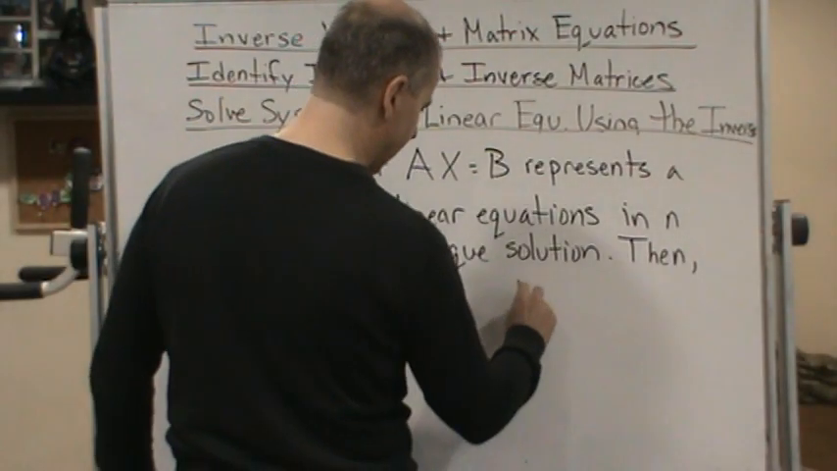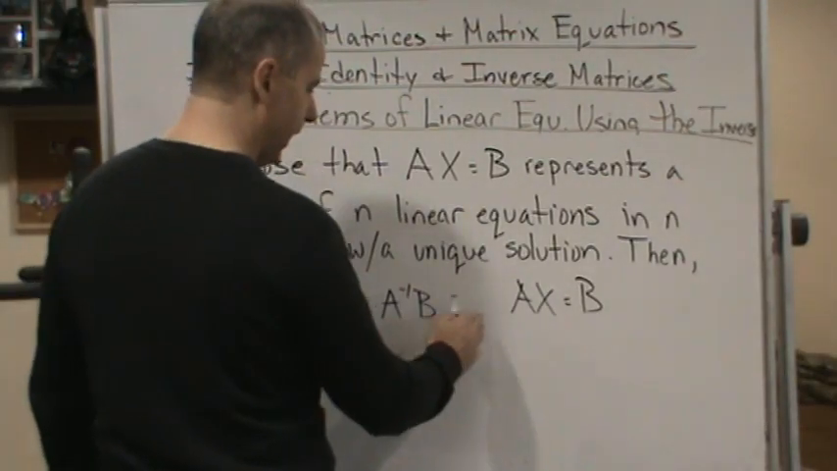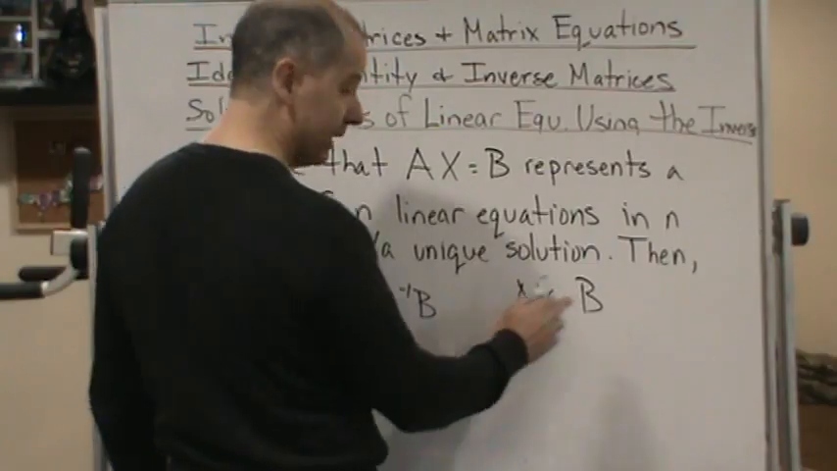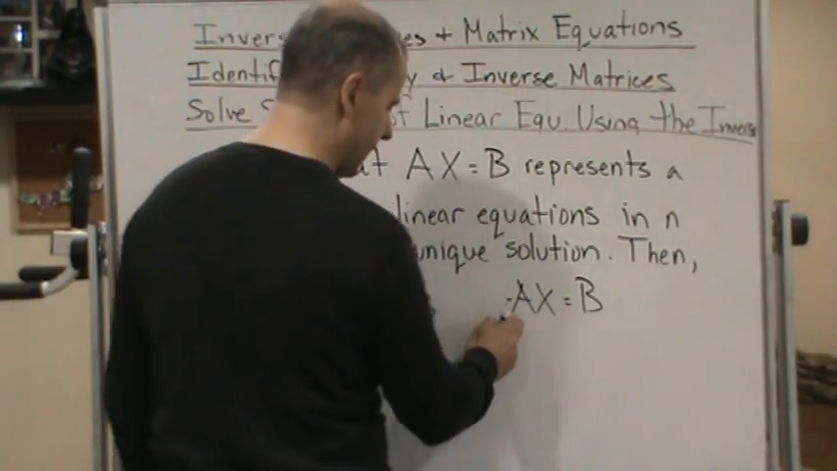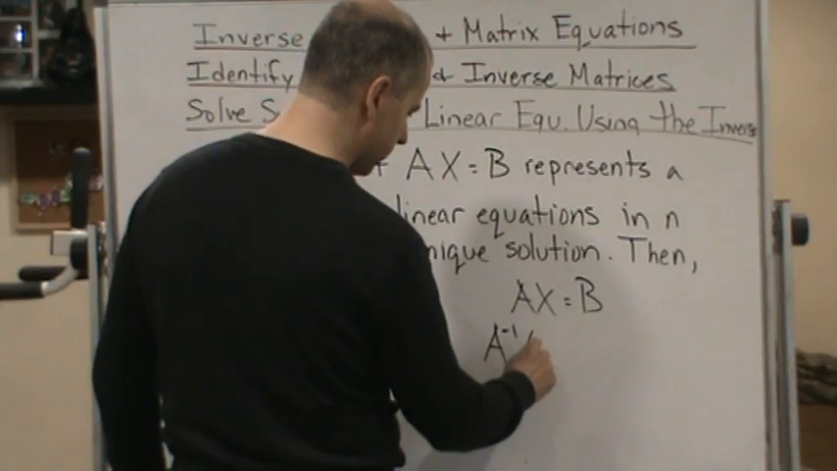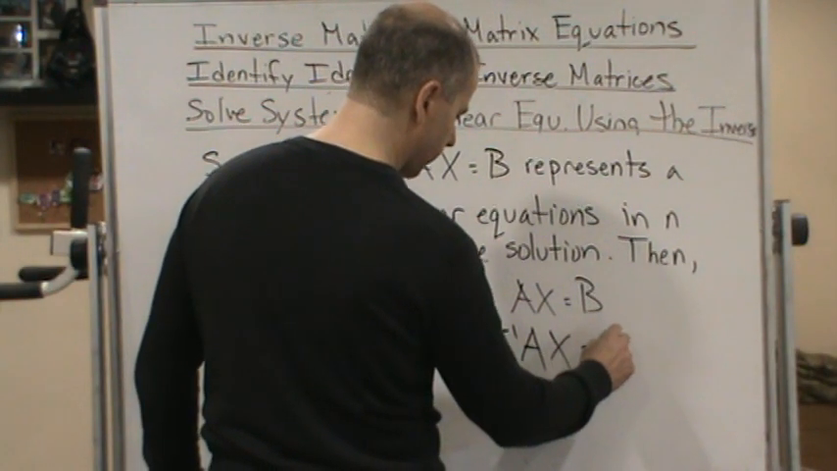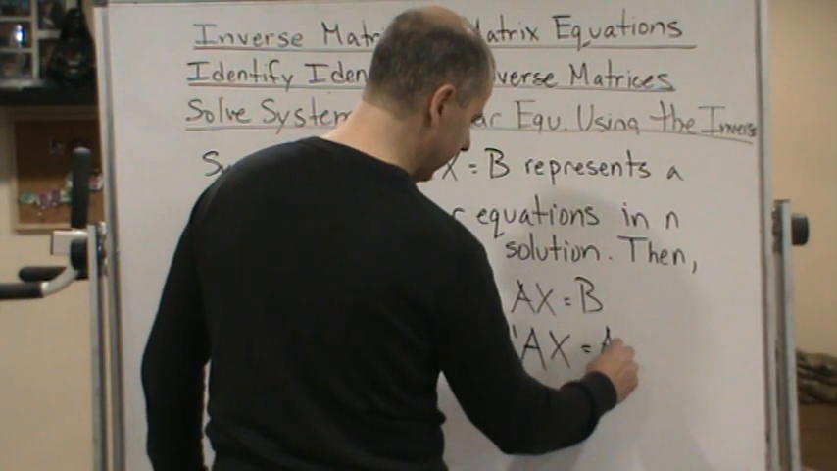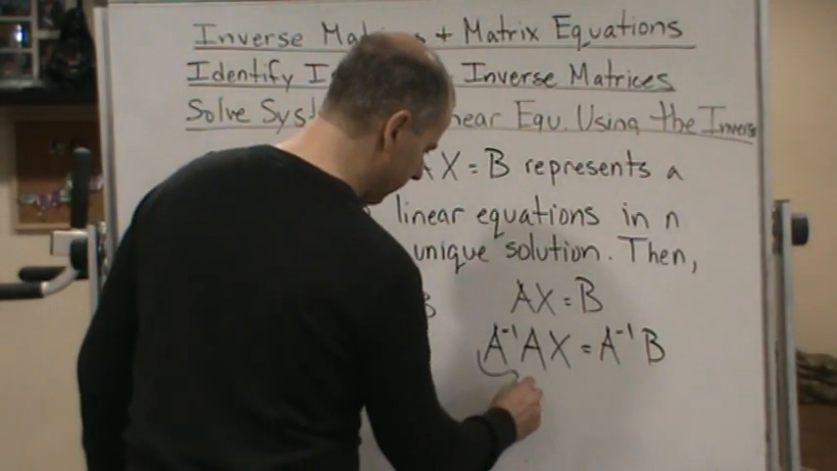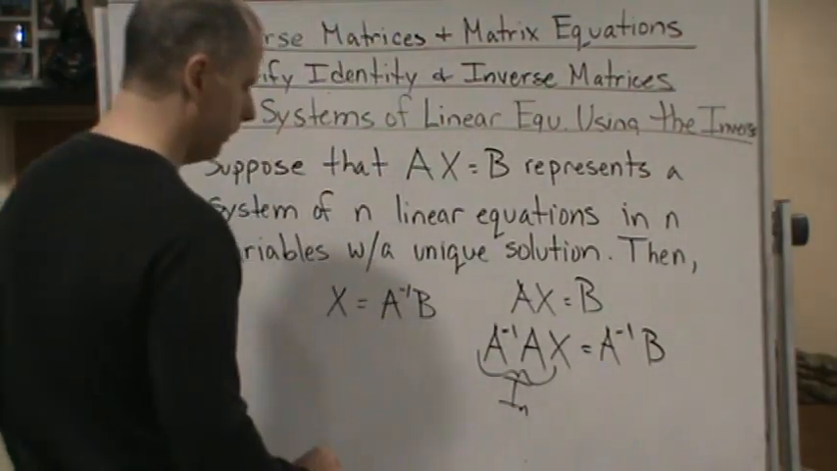So if we have AX equal to B, and if the inverse exists, if there's a unique solution, that means the inverse exists. So I can multiply on the left by A inverse. So I get A inverse AX equals A inverse B. And then A inverse A is just the identity.